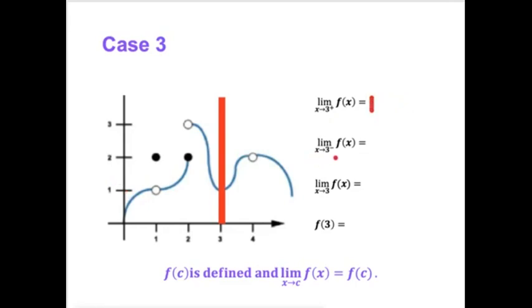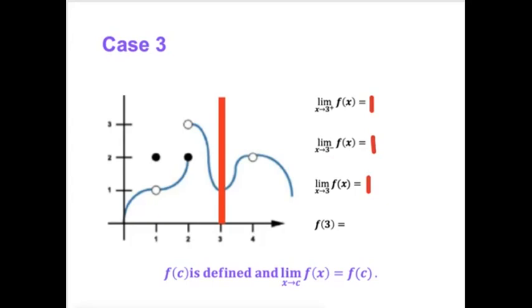Then we're asked to find the limit as x approaches 3 from the left of f of x. We're going to travel along the curve from the left and see that as x approaches 3, if we look across at the y-axis, our limit is 1. So notice that the right-hand limit and the left-hand limit both equal 1. So then our limit as x approaches 3 of f of x is equal to 1.